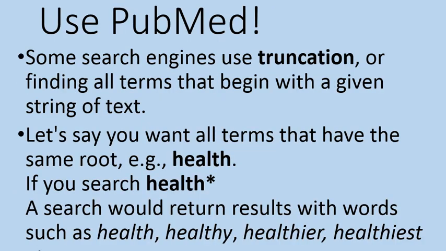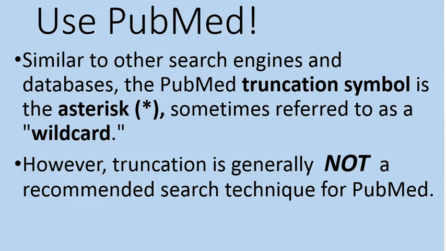Let's say a quick word about truncation. Some search engines use truncation, that is, finding all terms that begin with a given string of text. Let's say you want all terms that have the same root, health. If you search health asterisk, a search would return results with the words such as health, healthy, healthier, healthiest. Similar to other search engines and databases, the PubMed truncation symbol is the asterisk, sometimes referred to as a wildcard.